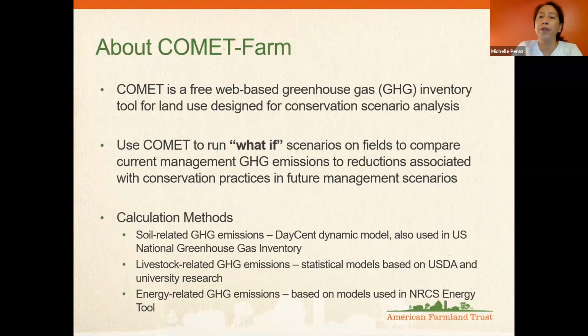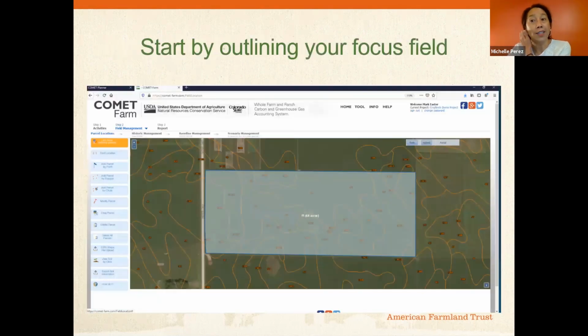About COMET-Farm, it's a free web-based greenhouse gas inventory tool for land use designed for conservation scenario analysis. Again, it's a what-if scenario tool on fields to compare the current management greenhouse gas emissions to reductions associated with the conservation practices in future management scenarios. And it's built on fantastic models like the DayCent dynamic model and lots of data sets listed here. So again, it starts out similarly.